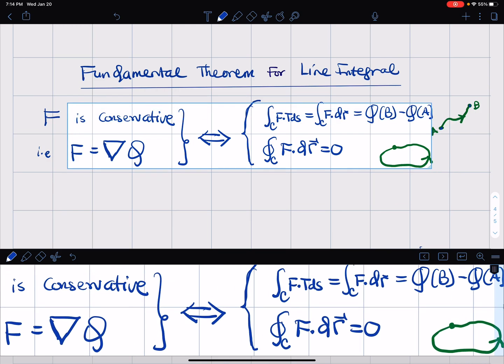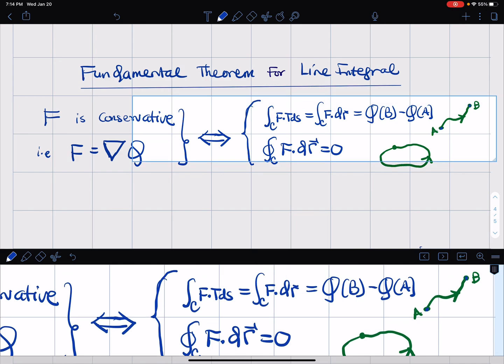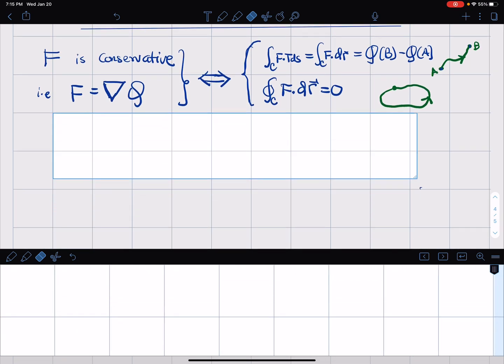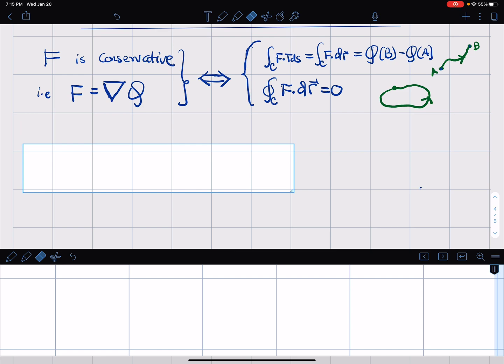All right. One thing we also have to know is that if the right hand side is true, if we can find phi such that phi of B minus phi of A is the same thing as the line integral, then we know that f is conservative. Okay. So let's do an example. Let me look for a quick example that is also clear.